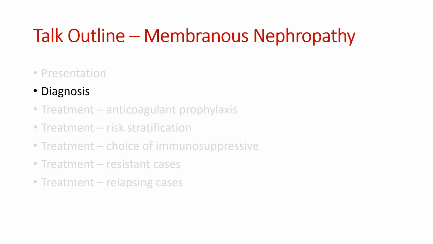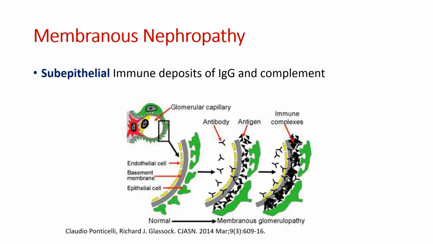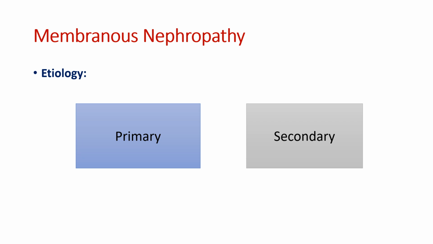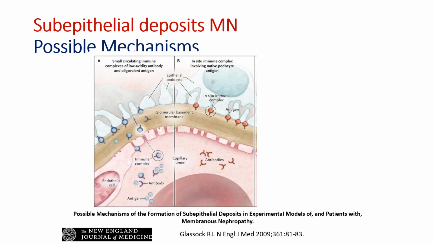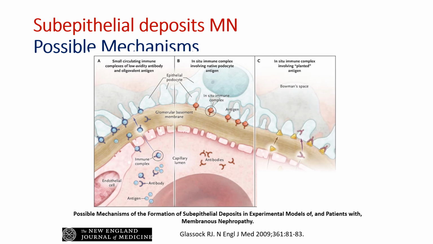Okay, what about diagnosis, and what is new in the diagnosis of membranous nephropathy? First, we all know that membranous nephropathy equals subepithelial immune deposits of immunoglobulin and complement. Membranous nephropathy etiology may be primary or secondary. Let's talk about primary first. How may the deposits reach the subepithelial space? There are three possibilities. The first is in situ immune complex formation, as an antibody attacks part of the podocyte. The second is that the antigen-antibody immune complex is formed in the circulation, then trapped in the subepithelial space. And the last is that the antigen is trapped first in the subepithelial space, followed by an attack of the antibody.